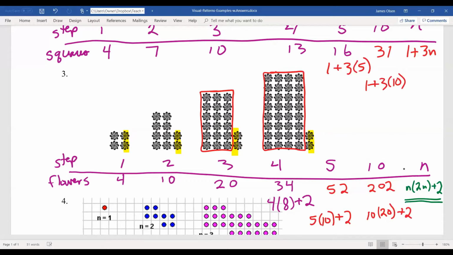Now, it might be interesting to simplify that a little bit and think about that. I might do that later on in the video. But for right now, I think I like leaving it that way because n has meaning. It's the width of my rectangle. 2n is the height of my rectangle. And then 2 is my constant 2. The fourth example is going to be a little bit different.